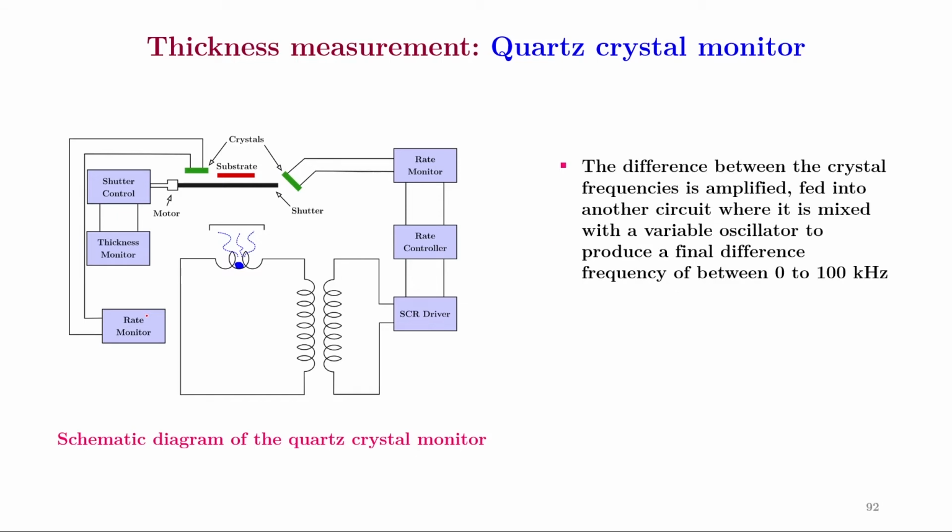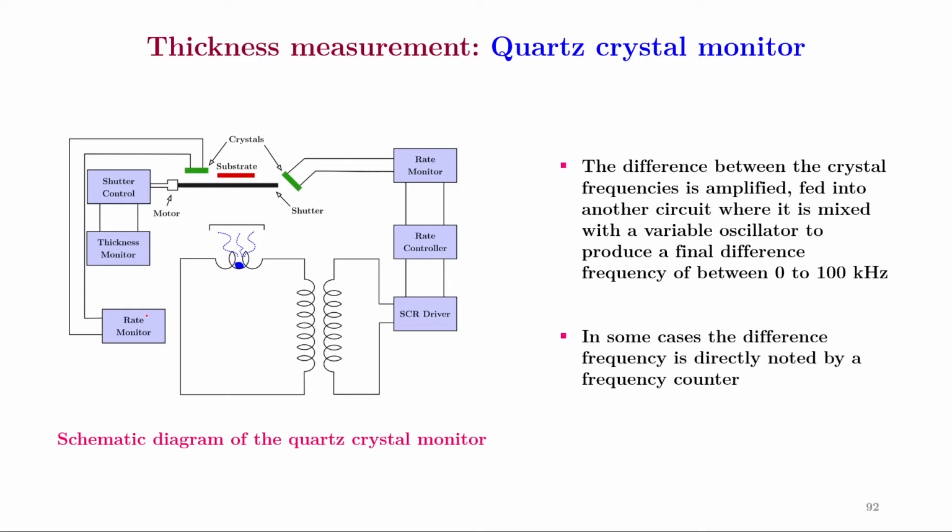The difference between the crystal frequencies is amplified, fed into another circuit where it is mixed with a variable oscillator to produce a final difference frequency of between 0 to 100 kHz. In some cases, the difference frequency is directly noted by a frequency counter.